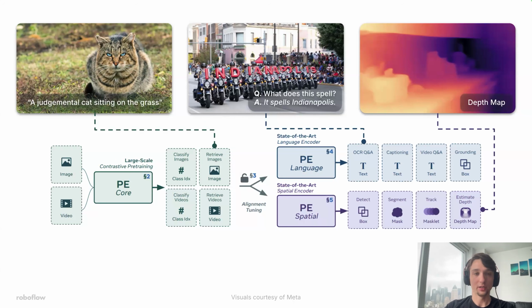And then we also have the PE spatial family of models for directly spatial tasks that don't really rely on text. So this would be things like detection, or in this case, you can see this depth map that was generated by the model. So with those three families of models, we cover a lot of use cases that you would need for vision encoding. And I'll hand it back to Patrick.